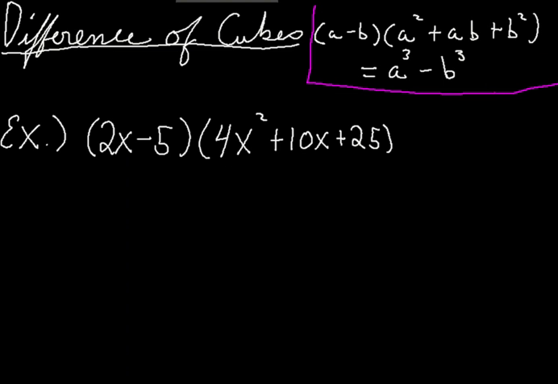Okay, let's do some more examples. Now, let's try difference of cubes. The only thing that's different is this negative sign here and this plus sign here. And so I wrote out the formula there, but that's the only difference.